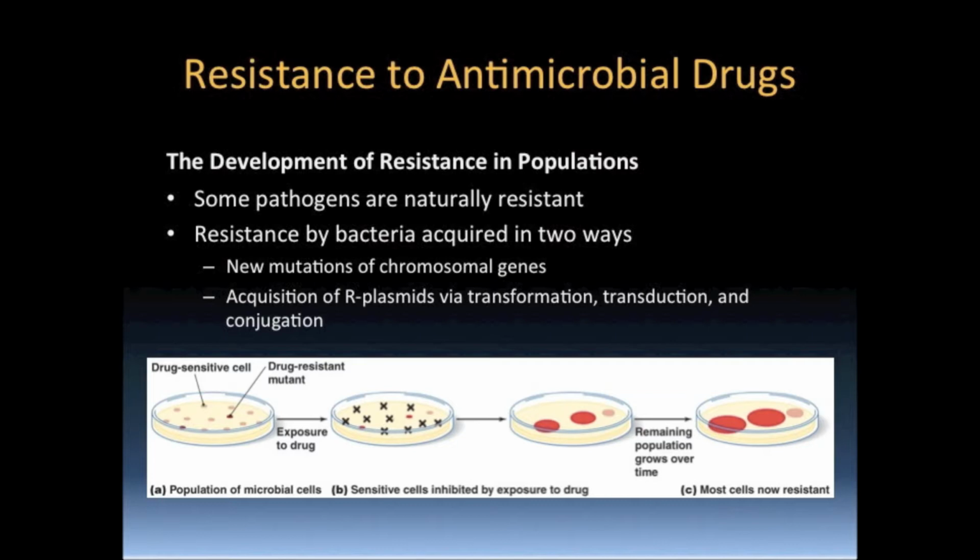When a population of microbes is exposed to an antimicrobial, some of those microorganisms will naturally be resistant to the drug. Resistance to an antimicrobial agent may be acquired due to random mutations that occur in the genes, or may be acquired on an R plasmid that has been shared by transformation, transduction, or conjugation.